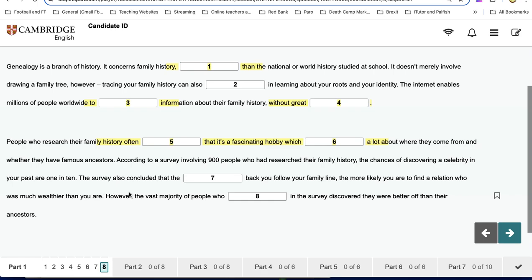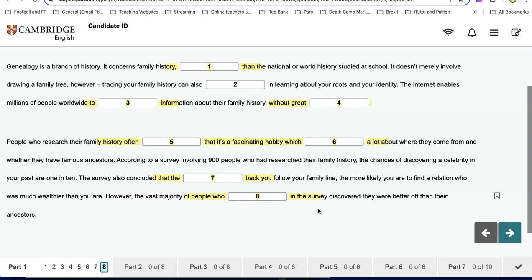According to a survey involving 900 people who had researched their family history, the chances of discovering a celebrity in your past are 1 in 10. Ooh, very exciting. Does anyone here have any famous people in their past? I'm not sure. The survey also concluded that the back you follow your family tree, I think I can guess that one, the more likely you are to find a relation who was much wealthier than you are. However, the vast majority of people who in the survey discovered that they were better off than their ancestors.